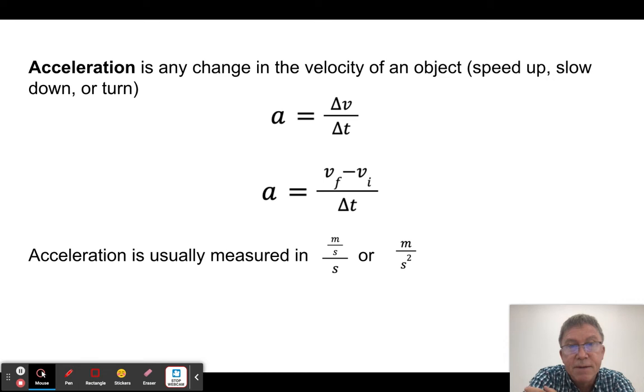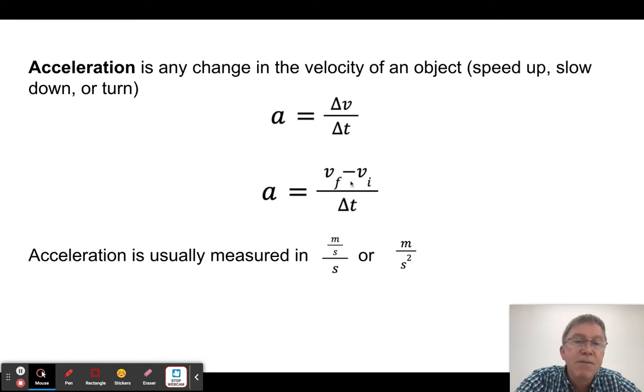Now, mathematically, acceleration is equal to the change in velocity over the change in time. And remember, delta always means final minus initial. So to calculate the acceleration, we take the final velocity of an object minus the initial velocity of an object, divided by the time needed to implement that change.